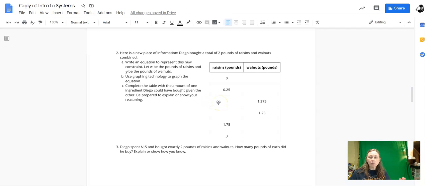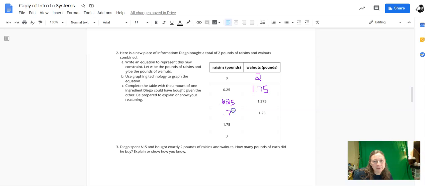Now in this situation, we're going to forget what we know about the price of them and just focus on the total weight. So in this situation, if the raisins and walnuts together would add up to 2 pounds, we can fill in the table with that information. If we bought 0 pounds of raisins, that would mean we bought 2 whole pounds of walnuts. That's disgusting, but okay. If we bought 0.25 pounds of raisins, we would get 1.75 pounds of walnuts.